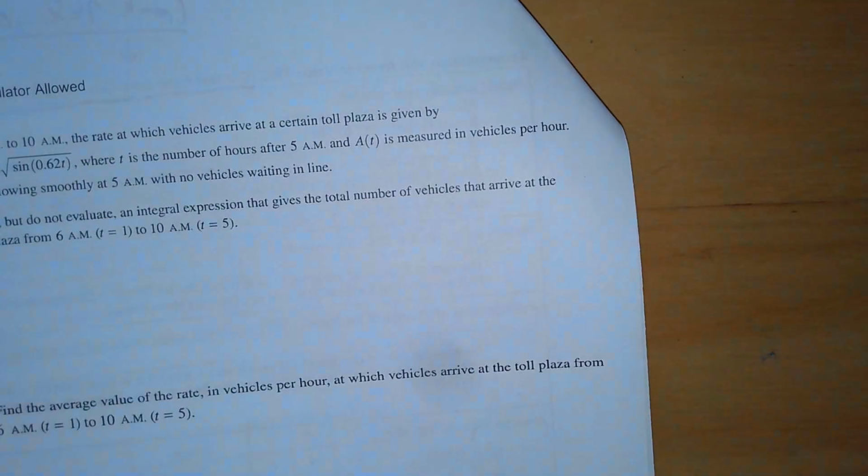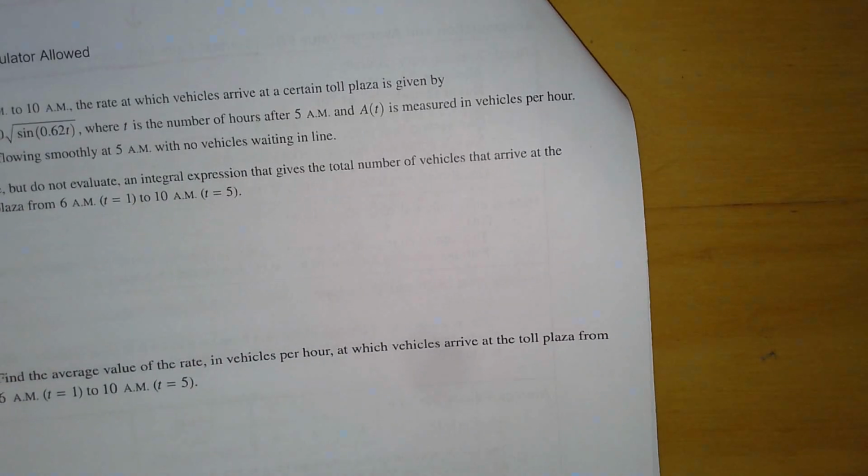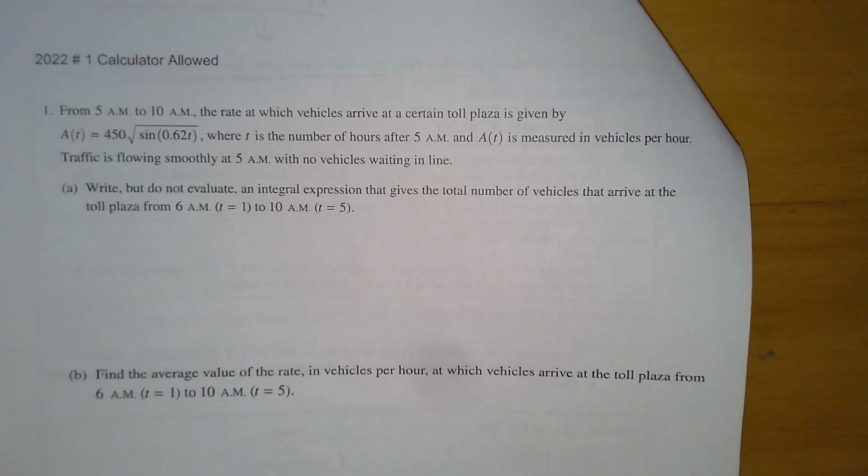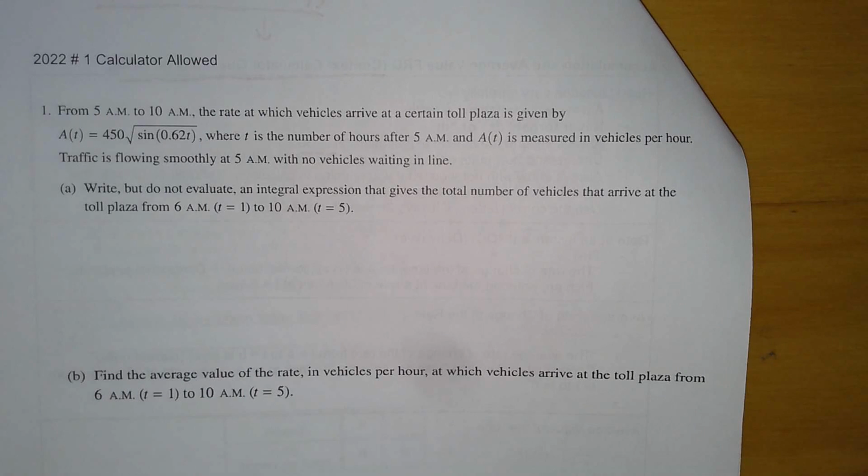2022 number 1, calculator allowed. From 5 a.m. to 10 a.m., the rate at which vehicles arrive at a toll plaza is given by A of t, where A of t equals 450 root sine 0.62 t, where t is the number of hours after 5 a.m. and A of t is measured in vehicles per hour. Traffic is flowing smoothly at 5 a.m. with no vehicles waiting in line. Write, but do not evaluate, an integral expression that gives the total number of vehicles that arrive at the toll plaza from 6 a.m. to 10 a.m.